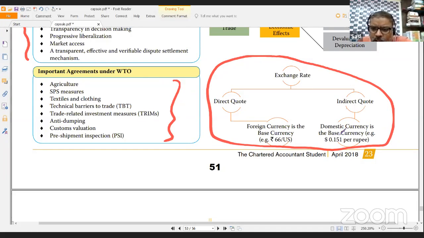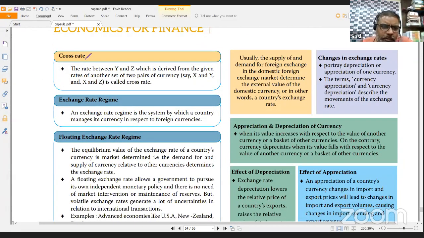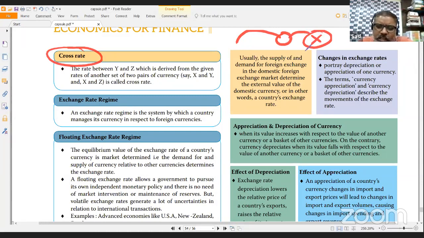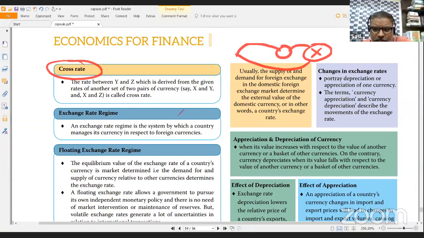In case of an indirect quote, the domestic currency is the base currency, for example, $0.151 per rupee. That is called an indirect quote. So there is a difference between direct quote and indirect quote. Sometimes a cross rate will be there if there is no exchange between two currencies at all. Let us say there is a country whose currency we have no relation with. What we will do is convert rupees into dollars first, and then dollars into that country's currency at some rate. That will become our cross rate. That is also possible. And appreciation and depreciation of currency keeps on happening.